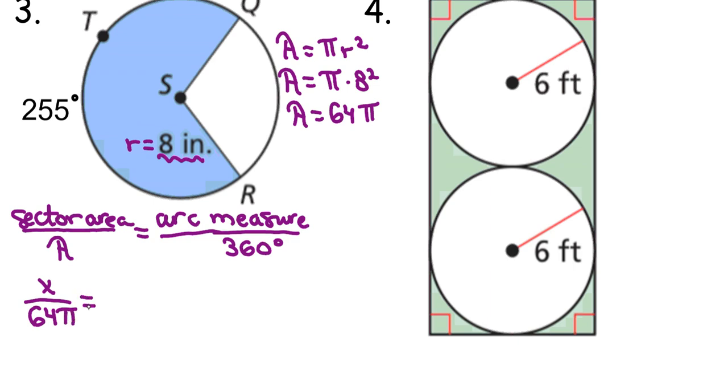Arc measure, that's what the 255 is doing on the outside. Again, I can skip the degree symbol because between the 255 and the 360 I put down below it, they would cancel each other out.